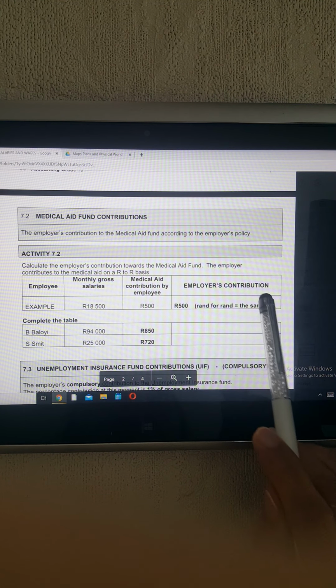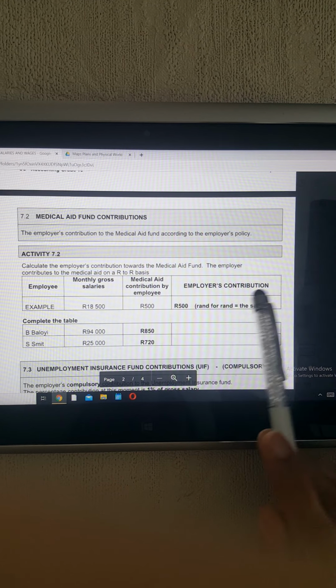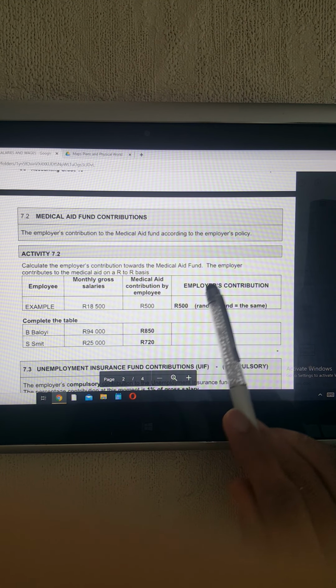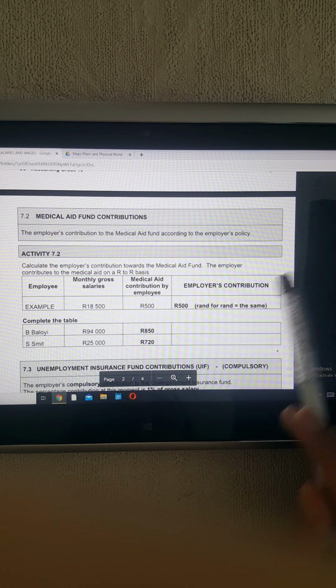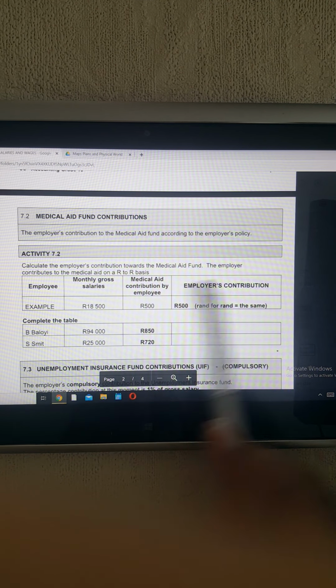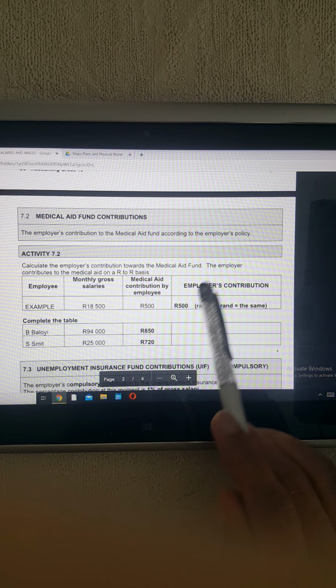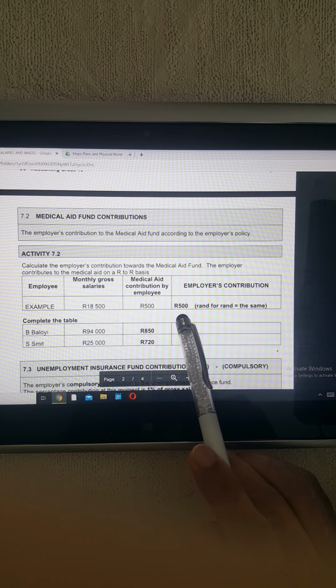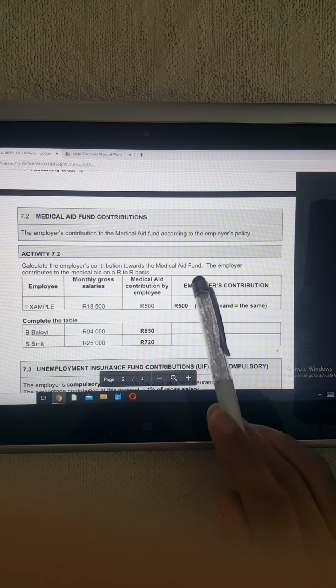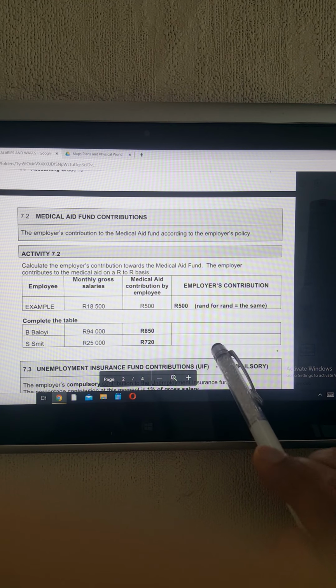Now the employer, how much is the employer going to pay in his books? He's going to pay rand for rand, so he's going to pay the same amount. So 500 rand will be paid by him as an expense, and thus 500 is a deduction for this person here. So can you see the employer's contribution amount is rand to rand here, which is 500 rand. So these are easy answers. It would be the same, 850 and 720, because you're working it out on the rand to rand basis.